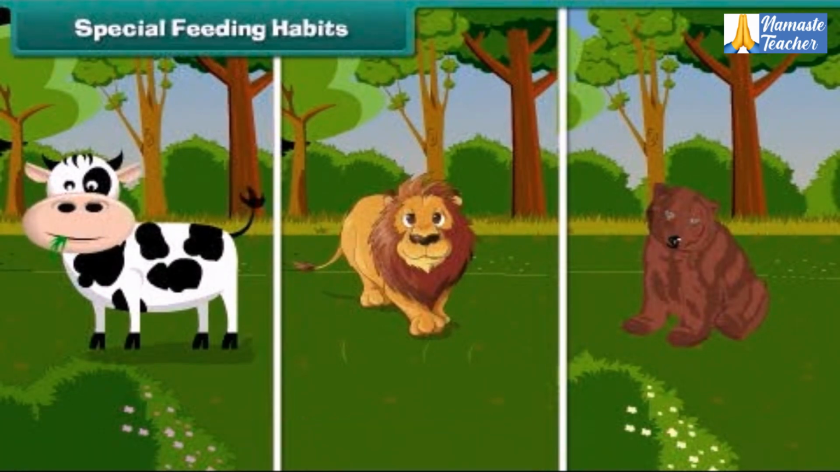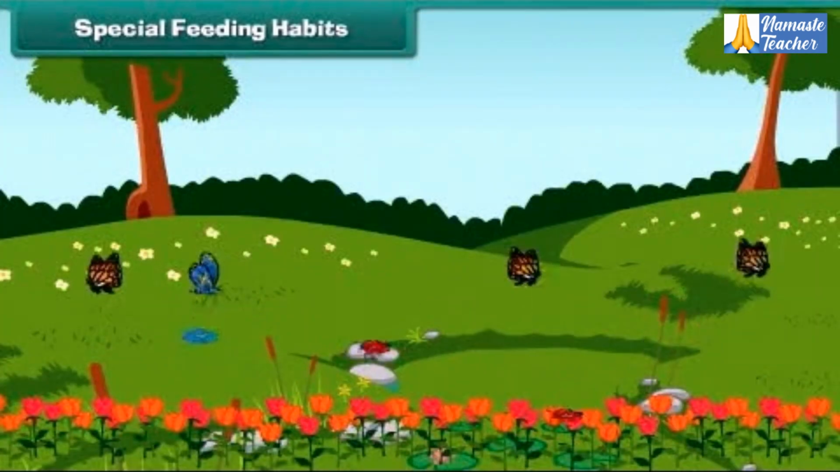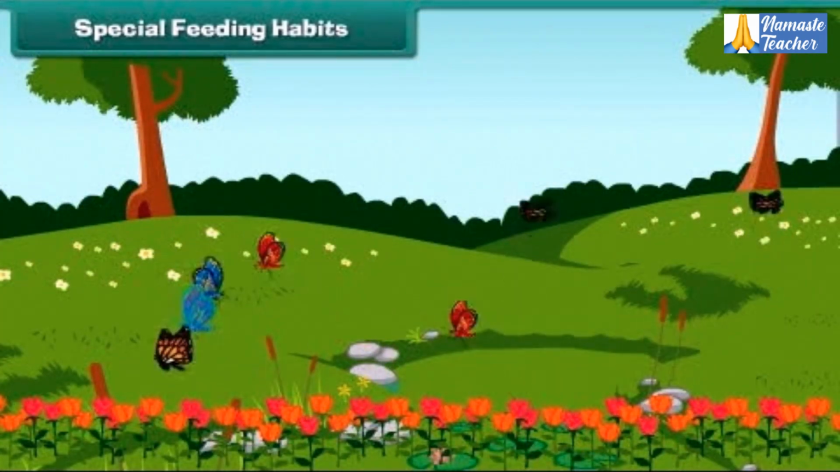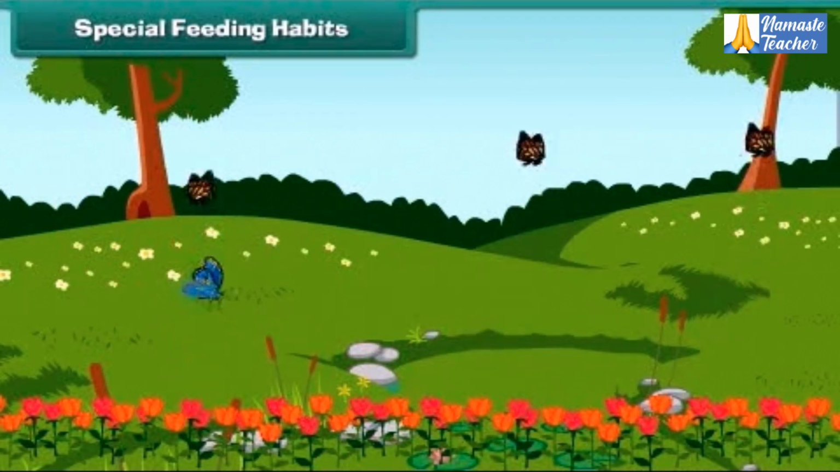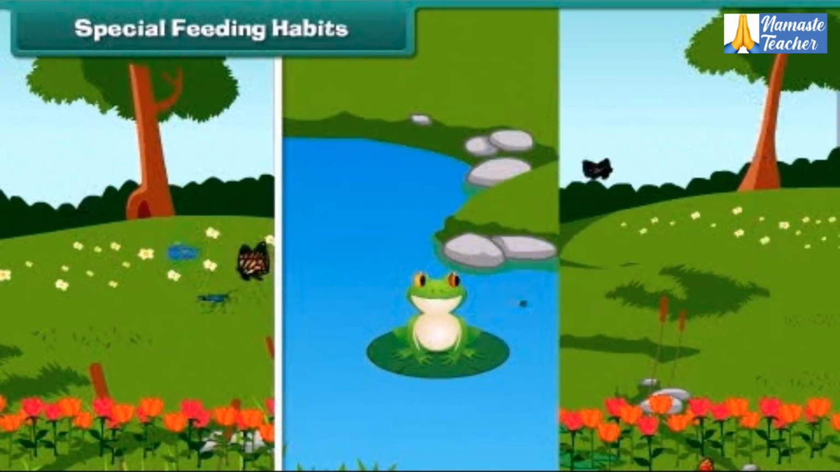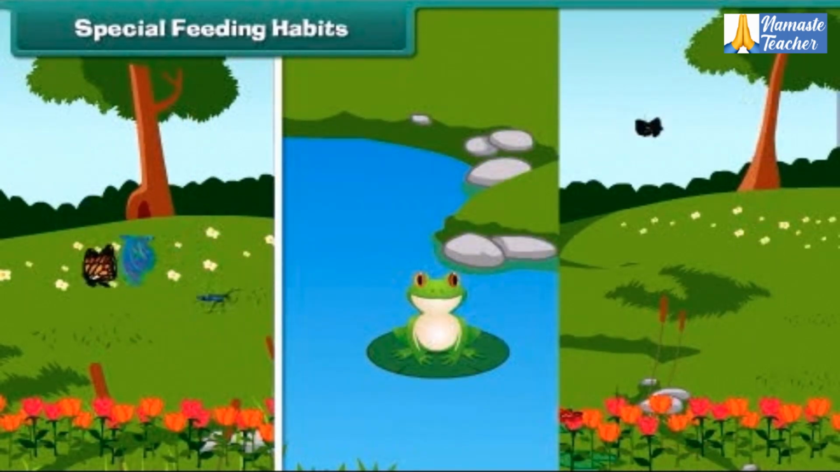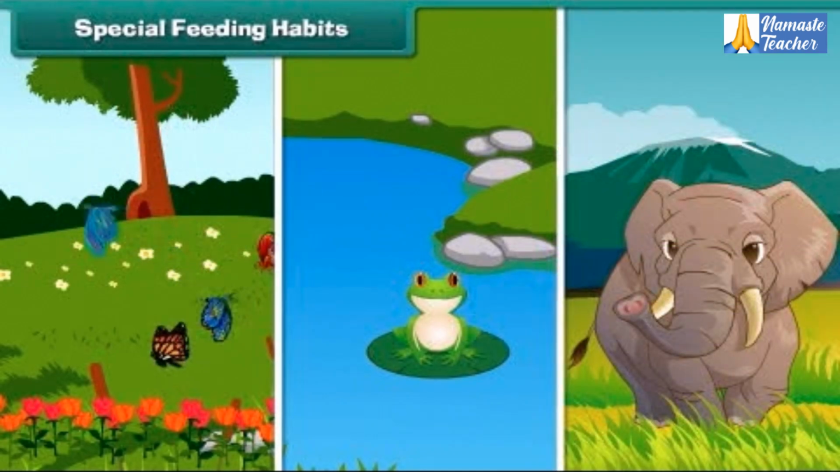After having knowledge of the general eating habits of animals, let us now learn about the special feeding habits of animals. In fact, some animals eat their food in very special ways. For example, a butterfly sucks nectar from flowers with the help of a long tube in its mouth. Frogs have a sticky tongue to catch insects, while elephants use their long trunk to detach tree leaves.